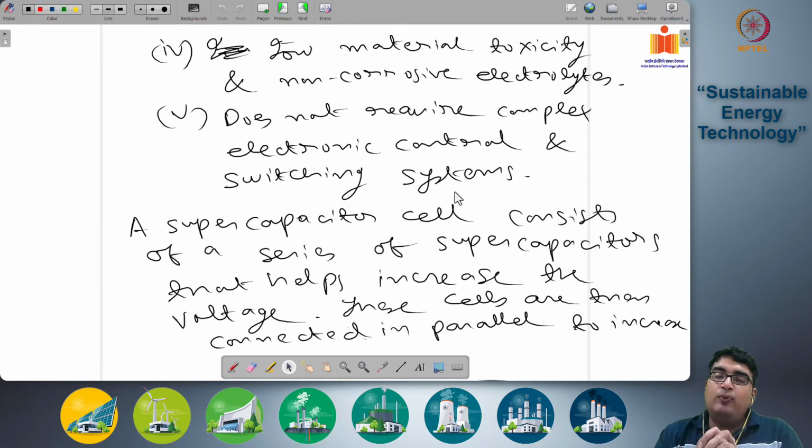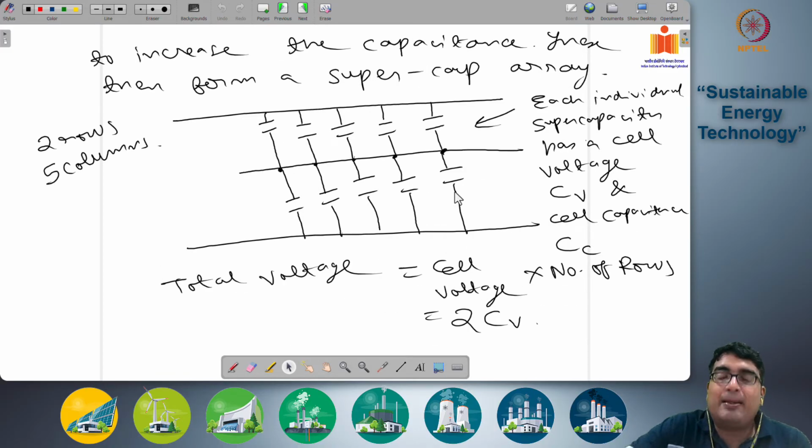Now, one problem with supercapacitors is that their voltages are often too low. In actual utilities, you need somewhat higher voltage. So what we do is connect these capacitors in a series-parallel format to increase the total voltage output from the capacitor array. A supercap cell consists of a series of supercapacitors that help increase the voltage. These cells are then connected in parallel to increase the capacitance. We will see what this means.